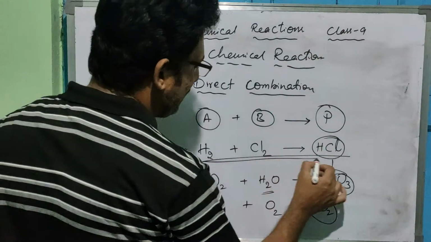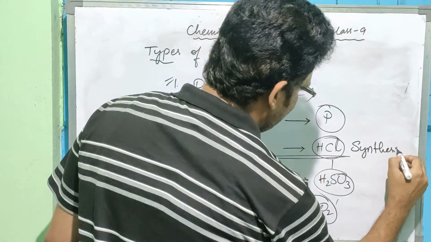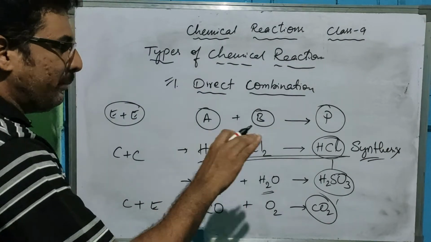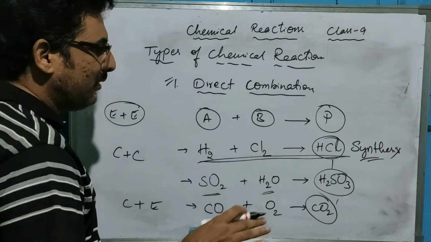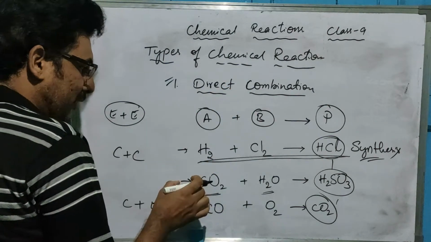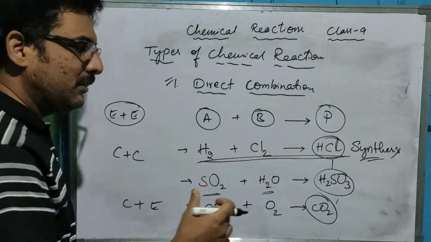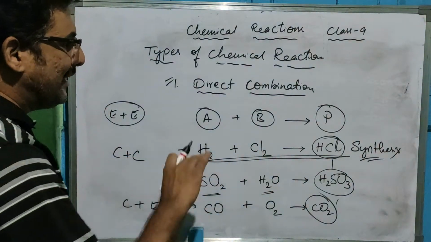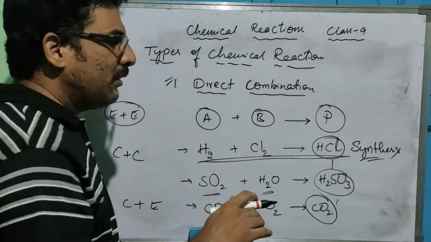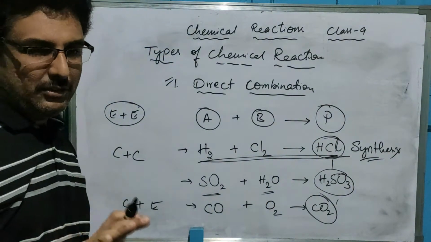If the direct combination reaction involves the combination of elements, like element plus element, then this combination reaction is also called a synthesis reaction. All combination reactions we cannot call synthesis reactions, but where two elements combine to form one compound, we can call it a synthesis reaction.